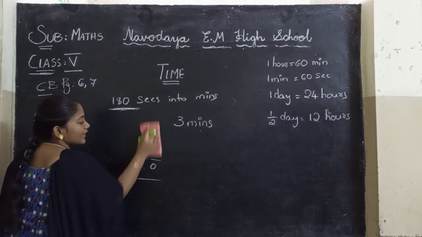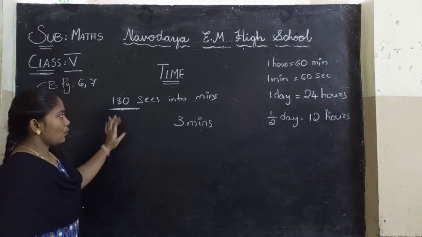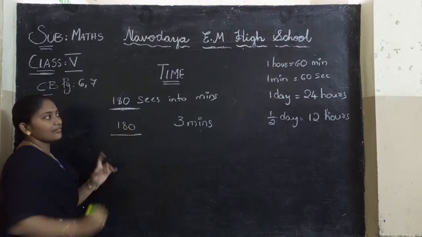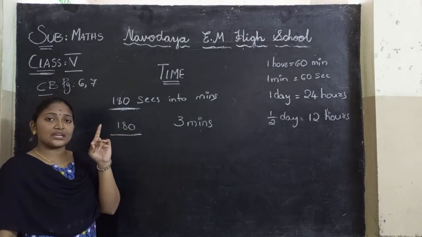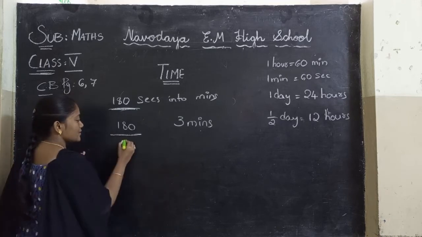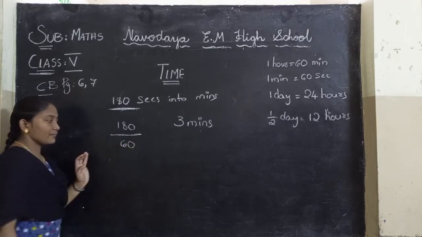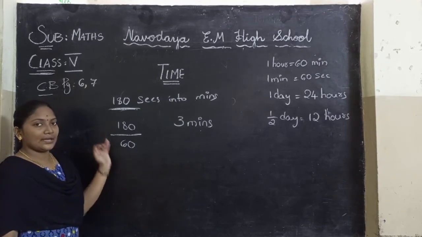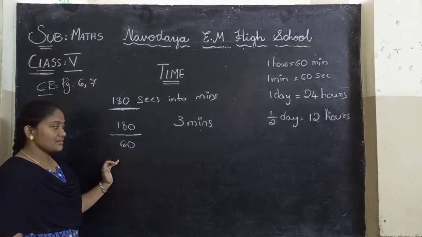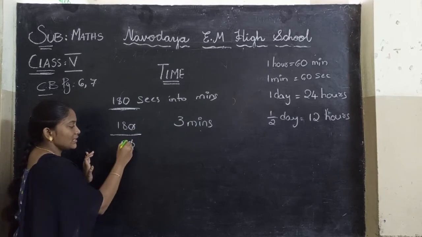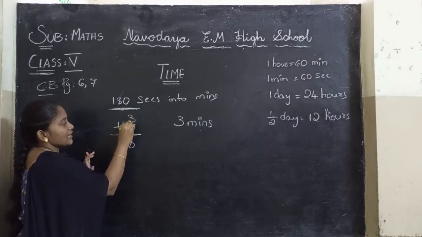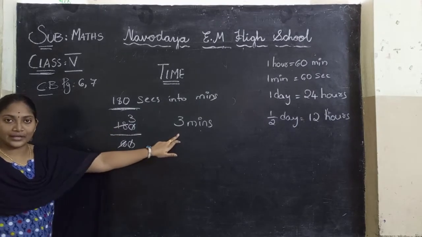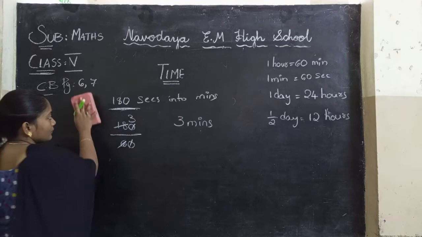Or we can divide 180 by 60. 180 seconds divided by, for each minute how many seconds? 60 seconds. For each minute it is having 60 seconds. So we can divide 180 by 60. 0, 0 cancel. In 6 table, 6 3s are 18. So 3 minutes of time. Now see the next one.